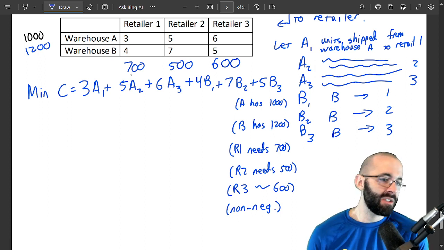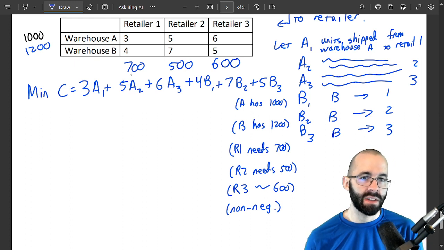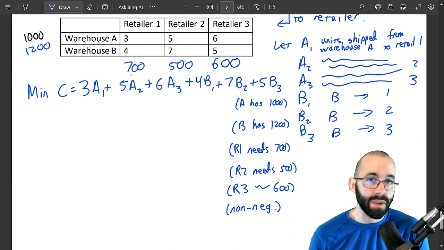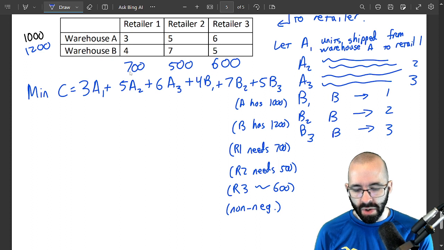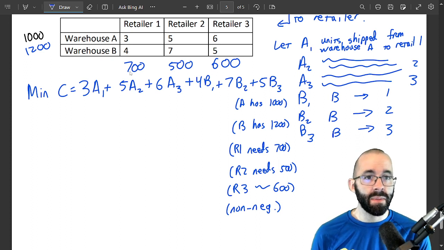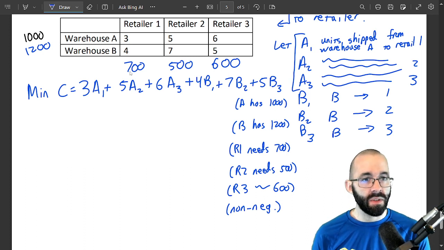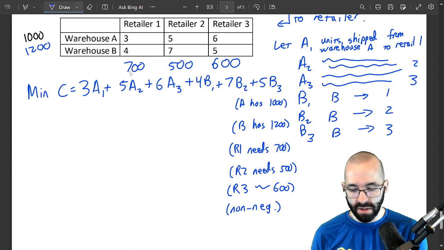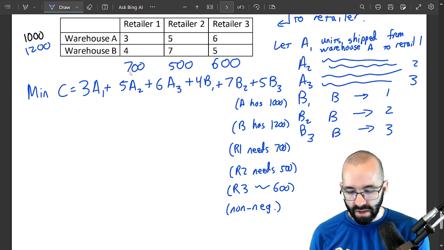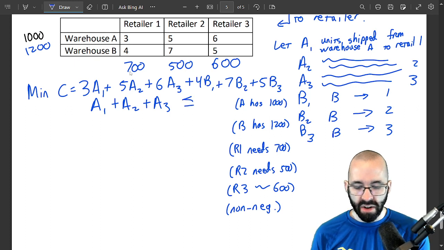Okay, and in reality, these usually aren't written down by hand. They usually are organized in some kind of matrix. Which is why a lot of this data is presented in tables, because tables are essentially matrices with labels. Anyway, so if warehouse A only has 1,000 units, what does that mean? Well, that means that the total units shipped from warehouse A to any of the retailers can't be more than 1,000. So from warehouse A to 1, from warehouse A to 2, from warehouse A to 3, that can't be more than 1,000.